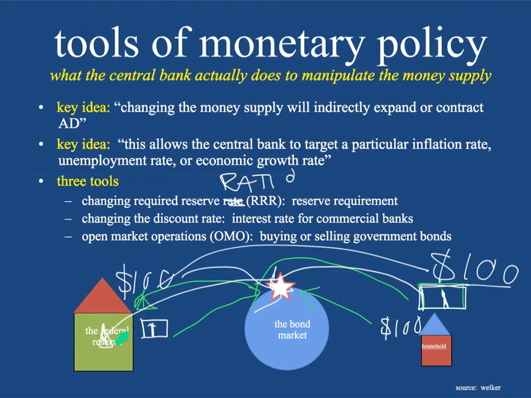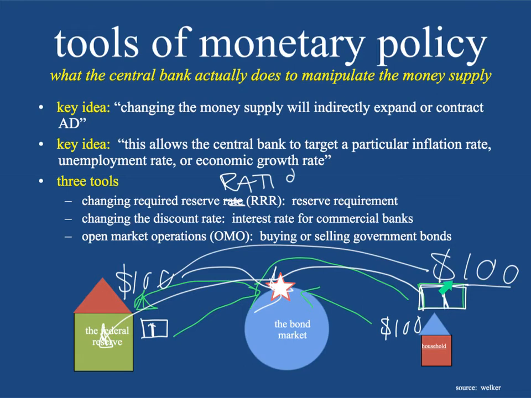And of course, if they want to expand the money supply, what they do is they go out there, right, and they take $100 that they have in their vault, and they buy back their bonds. And now they've just injected $100 back into the system.